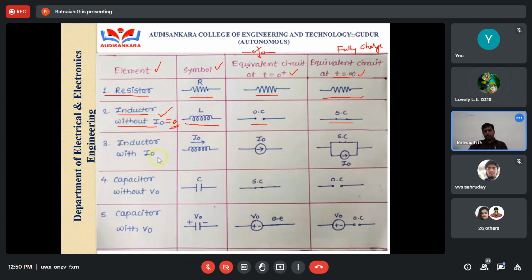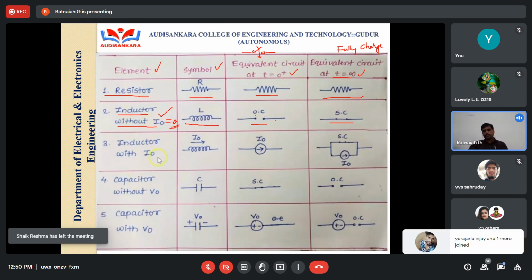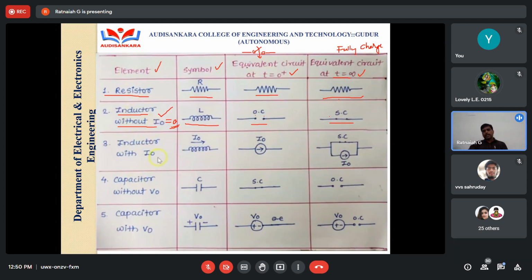So 0, in the sense, it should act as an open circuit. Okay. Now, when it is fully charged, 100% charge, how much charge will the mobile have? 100%. So that 100% means we are going to disconnect the supply. That means supply voltage is 0. Supply voltage is 0, in the sense it should act as a short circuit.